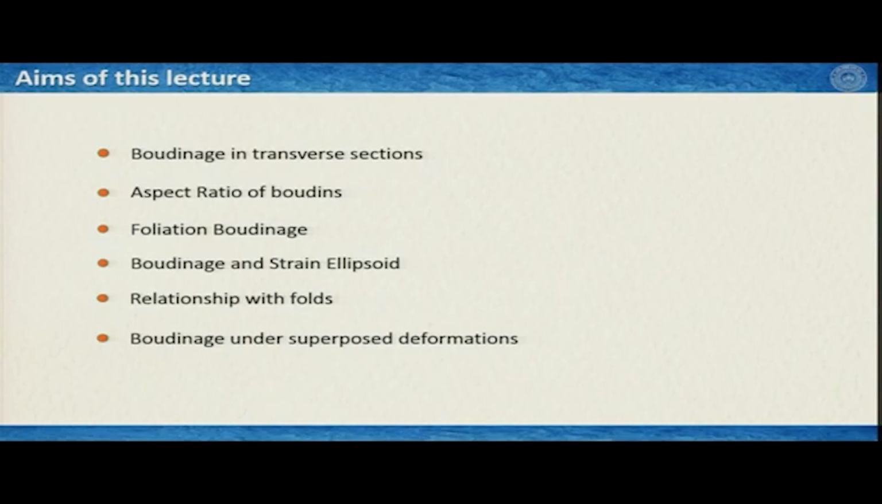Then we will see how strain ellipsoids, the bulk strain ellipsoids, are related with the Boudinage processes. So, which direction, what kind of structures or Boudinage we can form. Then we will see the relationship of folds with respect to Boudinage, and then finally we will conclude this lecture with Boudinage under superposed deformation. So, a lot of topics, but they are very small and we will cover them one after another. So, you have learnt about it in the transverse section.